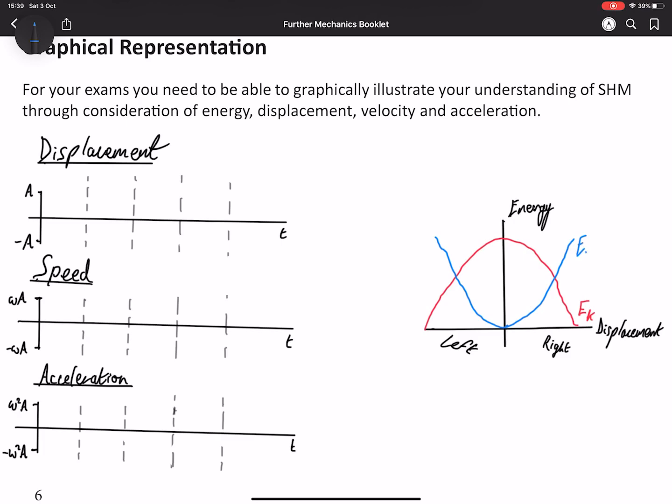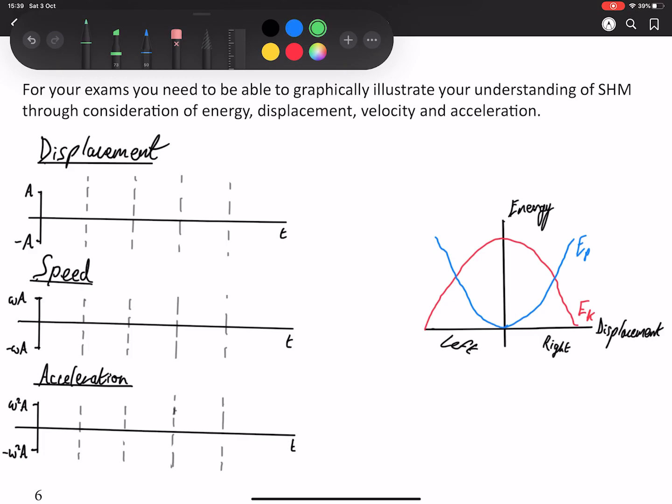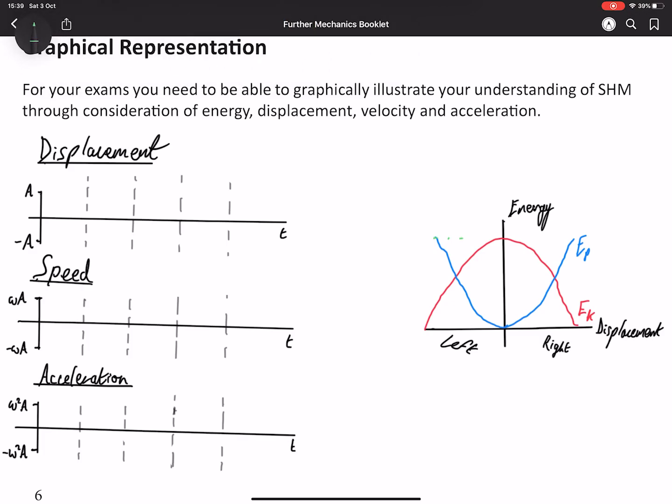Now, potential energy will be the inverse of this. And that's easy to recognize because at any point, both kinetic and potential energies will add up to the same maximum, because energy cannot be created or destroyed, and this is always considered to be an isolated system. So there can be no more or less than that overall total.